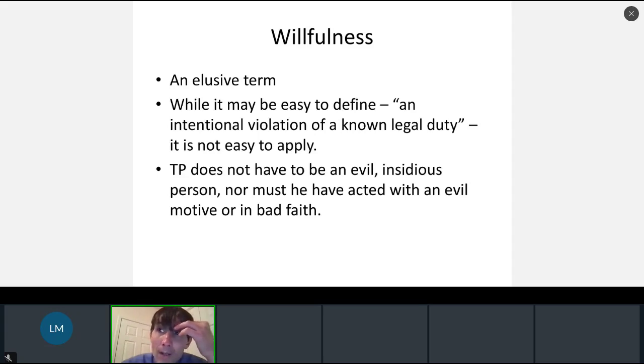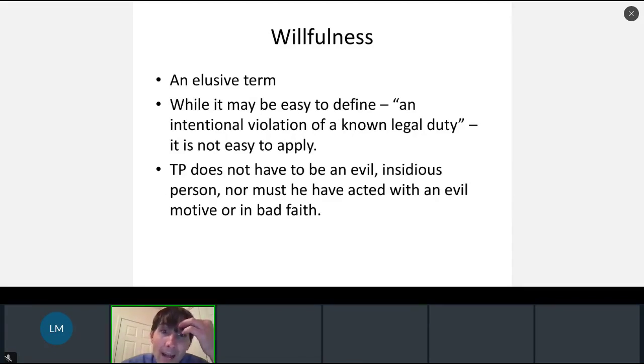A failure to file an FBAR gives rise to a potential willful violation of the FBAR requirement, and there is, you guessed it, a criminal tax statute on the books for that offense. And the willfulness element of failing to file an FBAR is identical to the willfulness element that we see here for tax evasion. It's an intentional violation of a known legal duty.